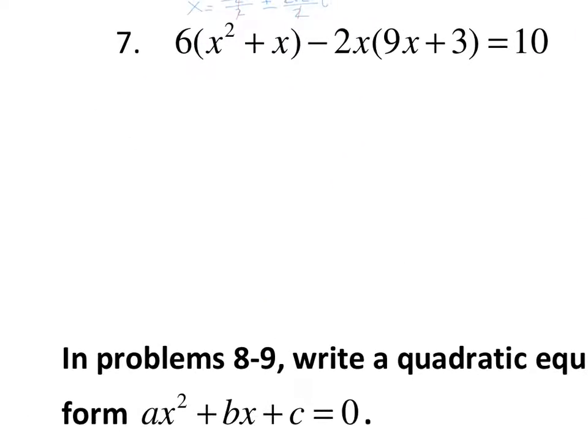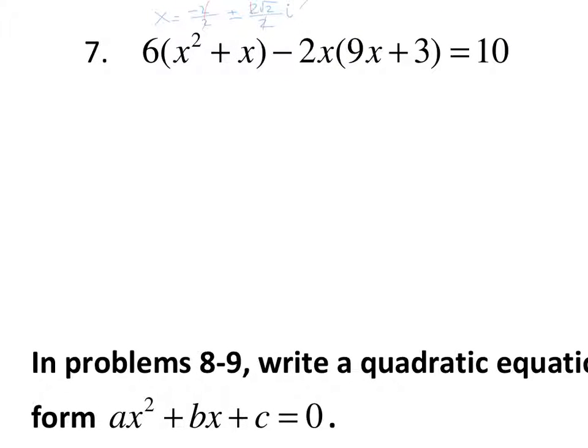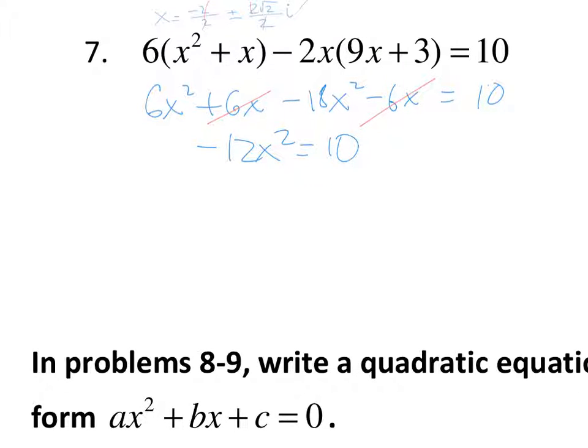All right, this guy here, well, we got to go ahead and multiply that thing out. So we distribute 6x squared plus 6x, distribute the negative 2x, and we get something like this, equals 10. And something nice happens here. Those 6x's go away, and we're left with negative 12x squared equals 10. Let's divide by negative 12, and we get x squared, and that's going to be equal to, I'll see, negative 5/6.